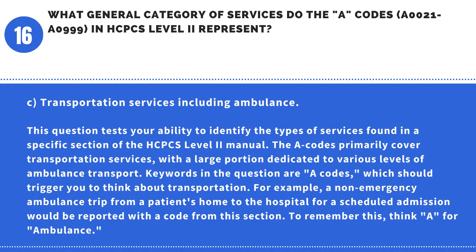This question tests your ability to identify the types of services found in a specific section of the HCPCS Level 2 manual. The A codes primarily cover transportation services, with a large portion dedicated to various levels of ambulance transport. Keywords in the question are codes, which should trigger you to think about transportation. For example, a non-emergency ambulance trip from a patient's home to the hospital for a scheduled admission would be reported with a code from this section. To remember this, think A for ambulance.